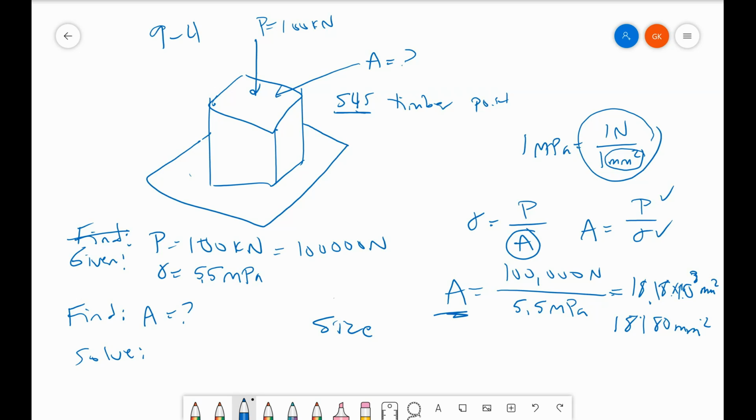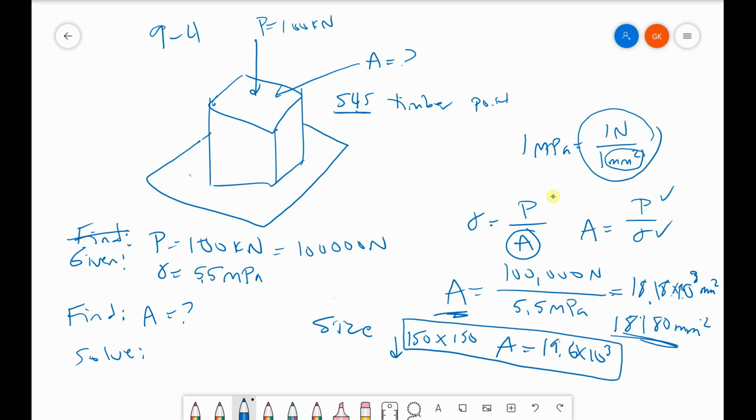And in this case, the best we have here is that we can find a 150 by 150 post, which has an area of 19.6 times 10 to the third. If I go any lower than that, I'm going to jump below this area, which isn't good. And I don't need to go any higher. So the 150 times 150 would be the right size. Yes, it's a little bit extra area. But in this case, we don't have one that hits perfectly at the size that we want. So we pick the one that is just above that area so that it doesn't fail.